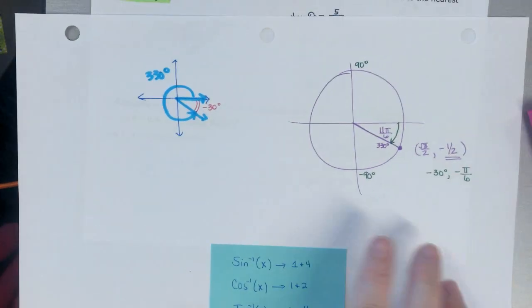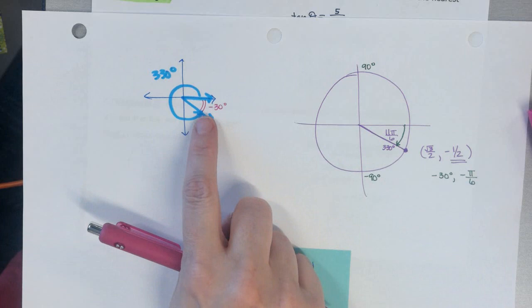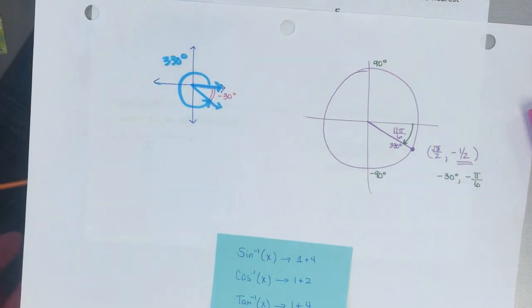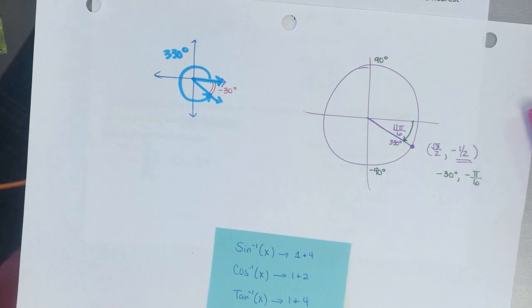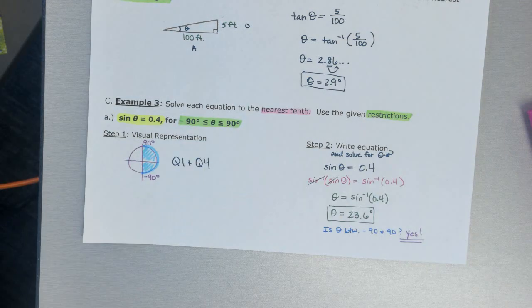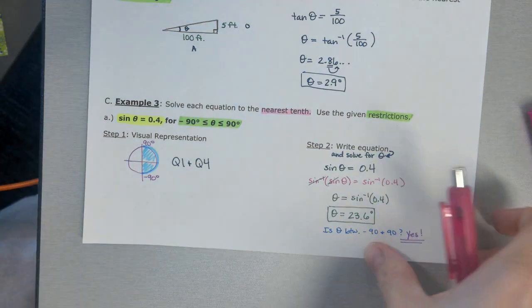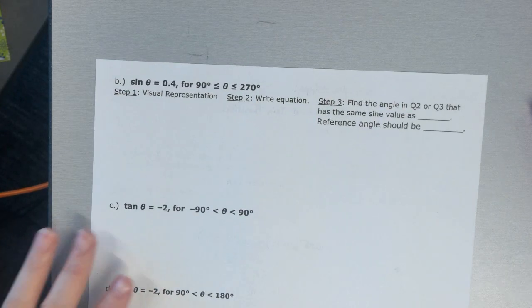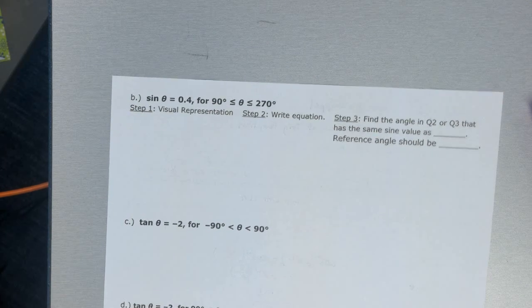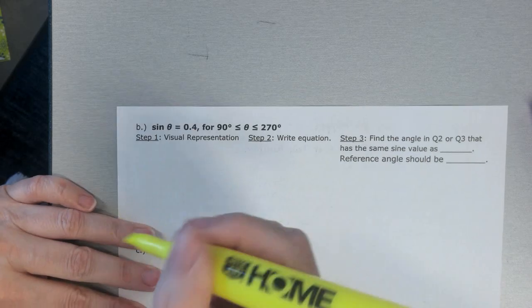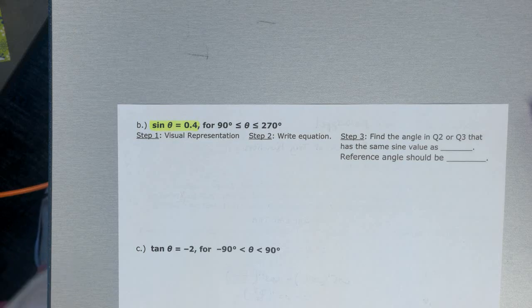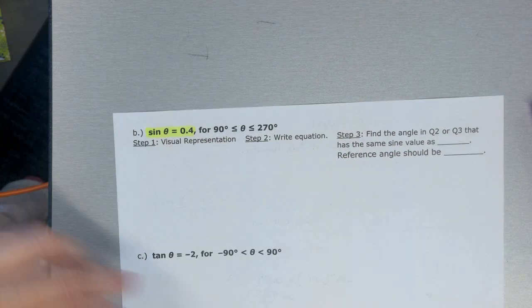Something else we can note is the reference angle. What's the reference angle for -30? 30. What's the reference angle for 330? 30. So today we're going to be using some reference angles. And that's what we're going to do for part B. So for part B, the sine of theta is equal to 0.4. Does that seem familiar? Does it seem familiar? No.